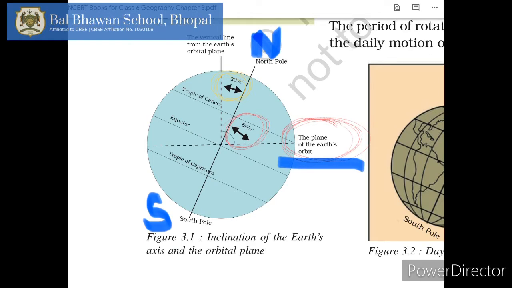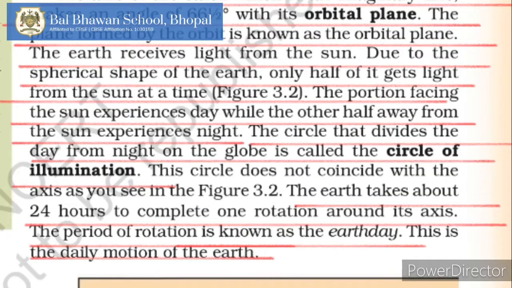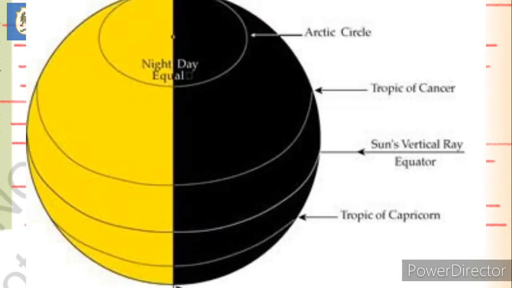The earth receives light from the sun. Due to the spherical shape of the earth, only half of it gets light from the sun at a time. Now, let us understand what is called the circle of illumination. The circle that divides the day from night on the globe is called the circle of illumination. So, it is an imaginary line which divides day and night on the earth or globe. Now let us understand with the help of a video.